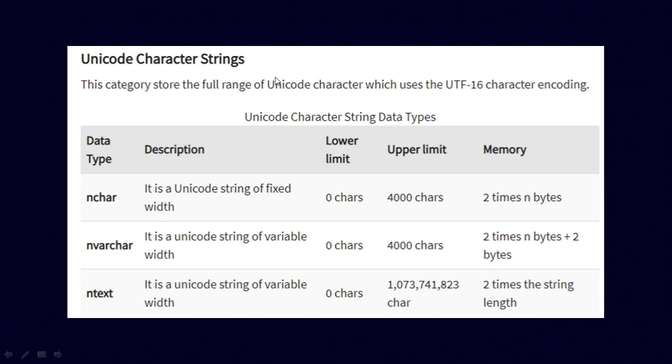Next is the Unicode characters. The main difference between the regular ones and the Unicode characters is the encoding method, which is a standard method to convert a character to the corresponding number. Therefore, here we have nchar, nvarchar, ntext. We can use nvarchar, which can take up to 4000 characters. Again, nvarchar is a variable width and nchar is a fixed width.